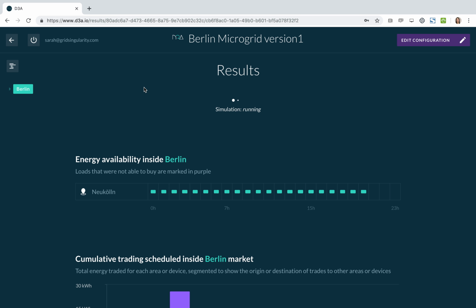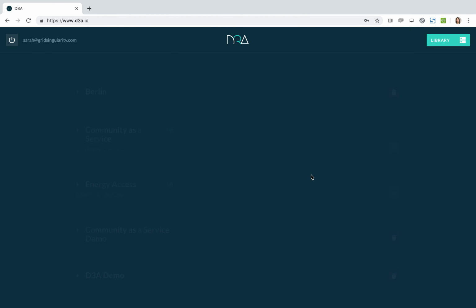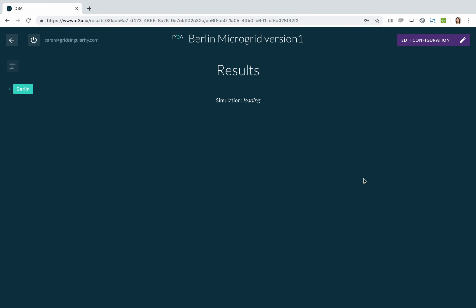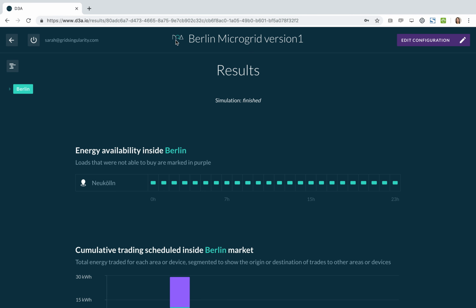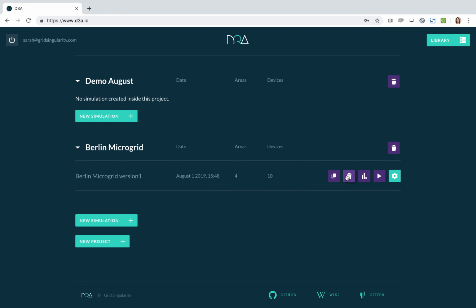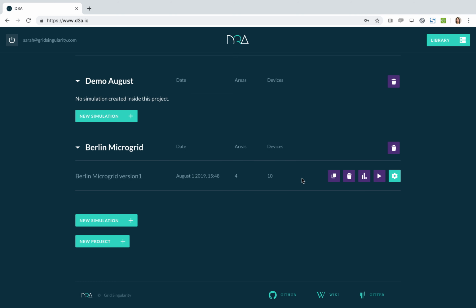So let's see if it finishes. And here I can go directly to my results. If I click here, I would delete the simulation, and here to duplicate the simulation.